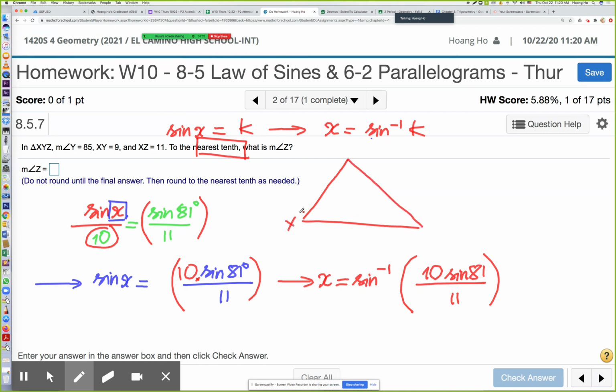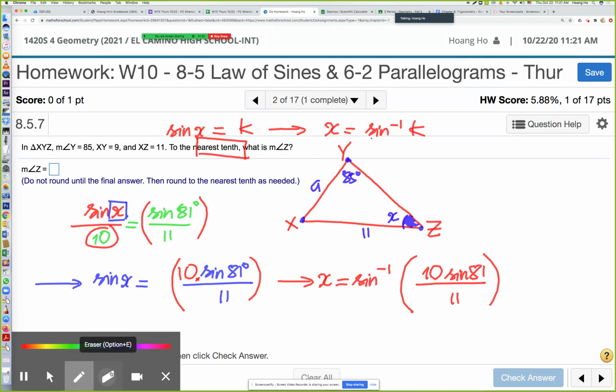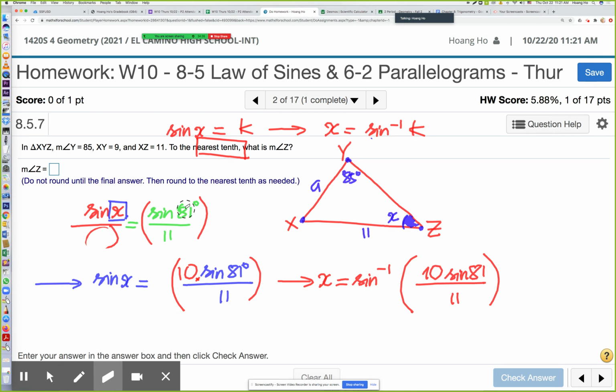Okay, so X, Y, and then Z. Let's give some values right here. They said angle Y is now 85 degrees. XY right here, this is XY is 9. And then XZ equals 11. So we set it up. We need to find angle Z, so I call angle Z x. So sine of x over. I should erase these values because now it changed. Otherwise, everything else is exactly the same.